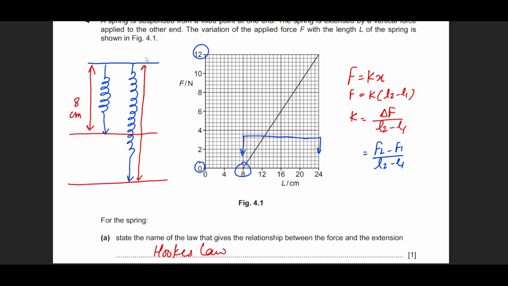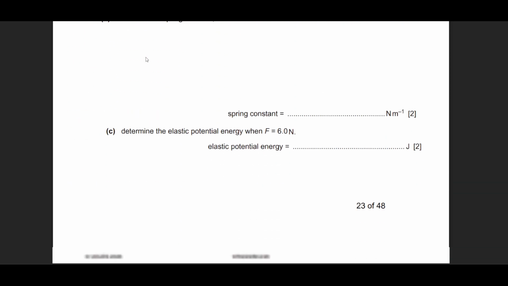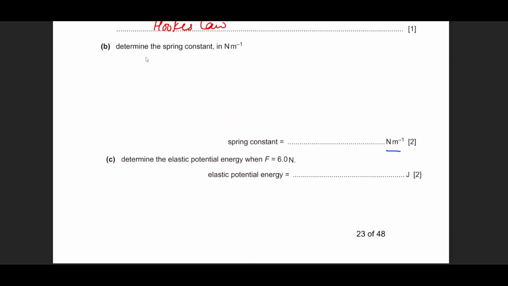The force increased from 0 to 12. The length increased from 8 to 24. So K is equal to 12 newtons divided by (24 minus 8) times 10 to the power minus 2, because this is in centimeters and we need our answer in newtons per meter.